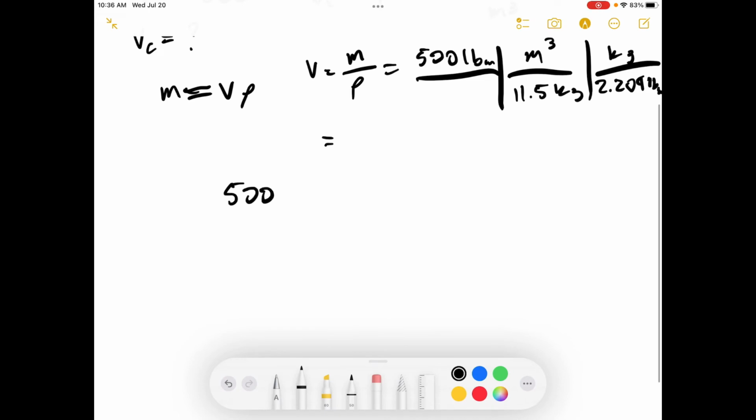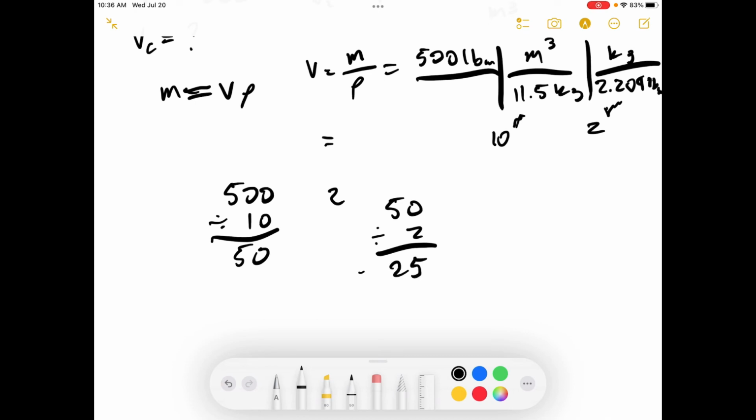500 is easy to work with. 10 is easy to work with, so let's do 500 divided by 10. That equals 50. Then we say, oh, 2 is easy to work with. 11.5 is kind of close to 10, and 2.204 is kind of close to 2. So 50 divided by 2 equals 25. That's about how big the tank needs to be, 25 meters cubed. So that's an answer.